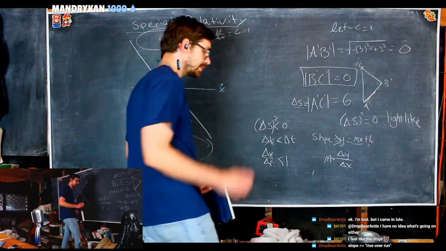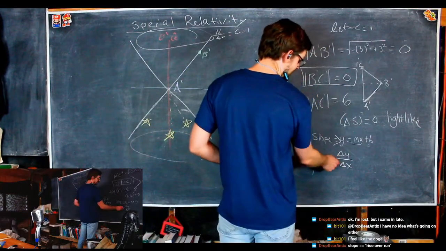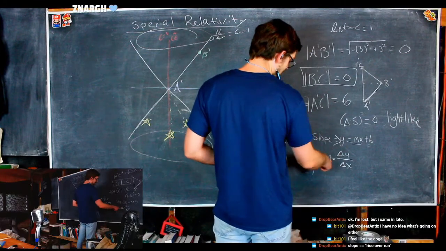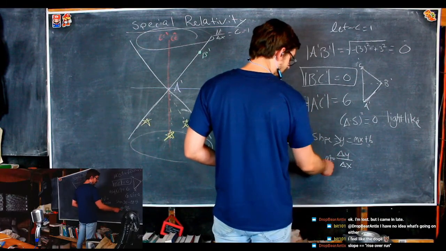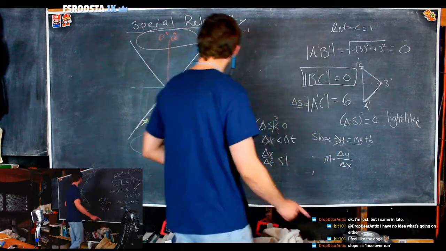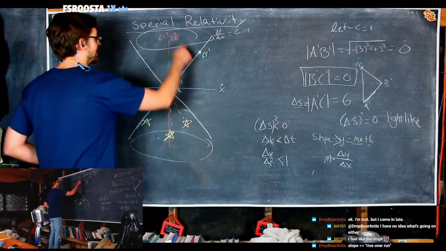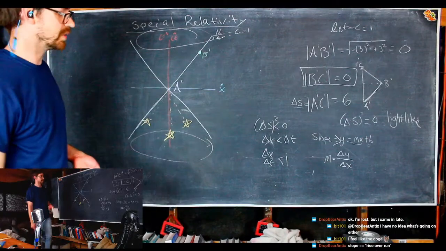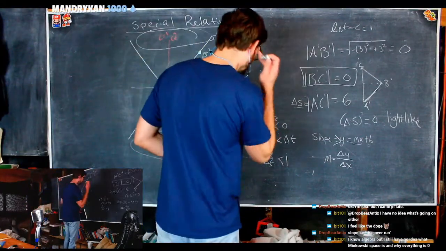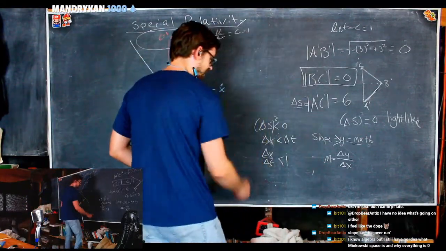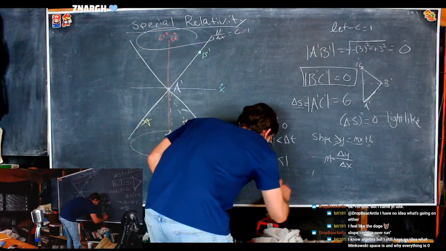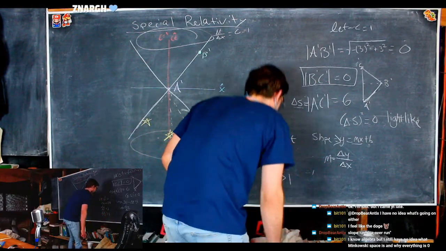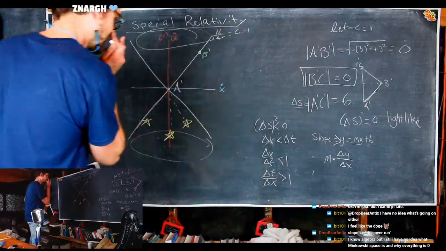Well, what does that mean? Remember, a slope is a change in y over change in x. But here we have it upside down. It's a change in x over a change in t. So in reality, what we should do is figure out delta t over delta x, which is actually greater than 1. Okay? So that's the slope.